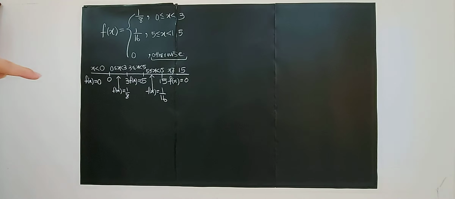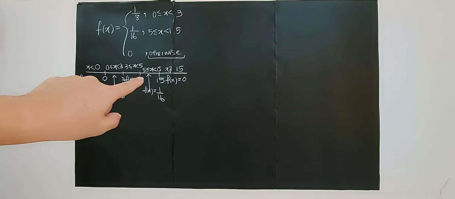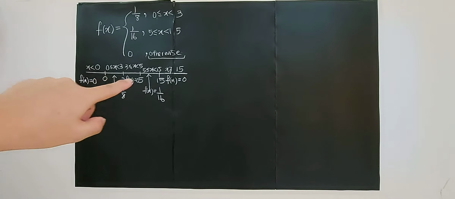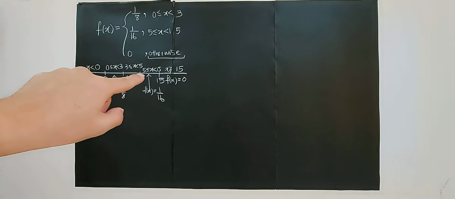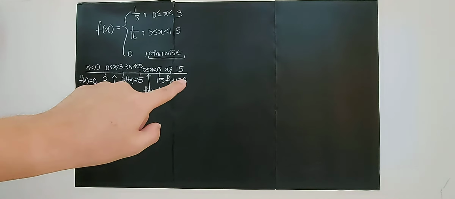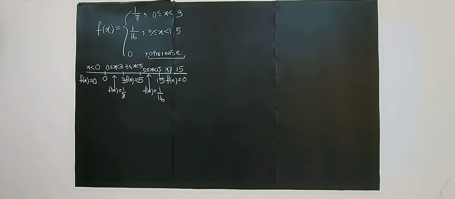So for this number line, the probability density function for different intervals has different values. For example, 0 up to 3 is 1/8, 5 to 15 is 1/16. Otherwise, other than these 2 intervals, the probability density is 0. This is very important when we find the cumulative distribution function.